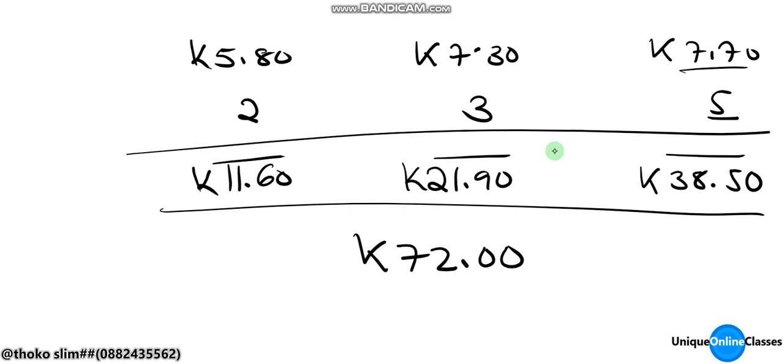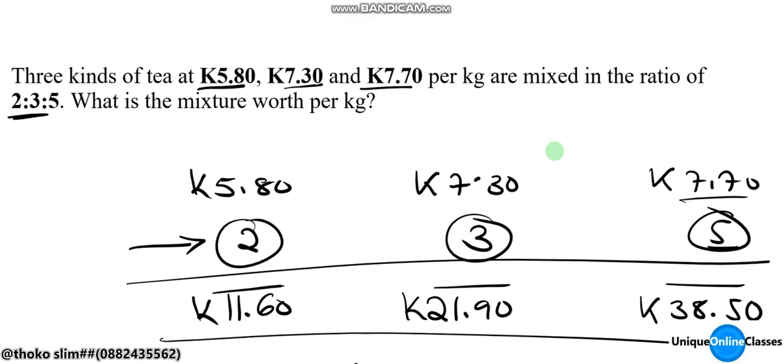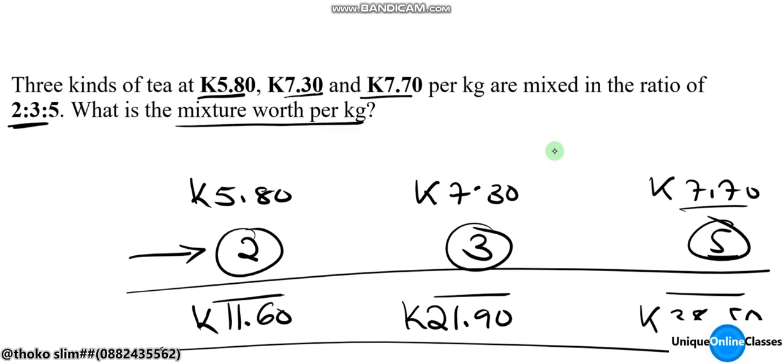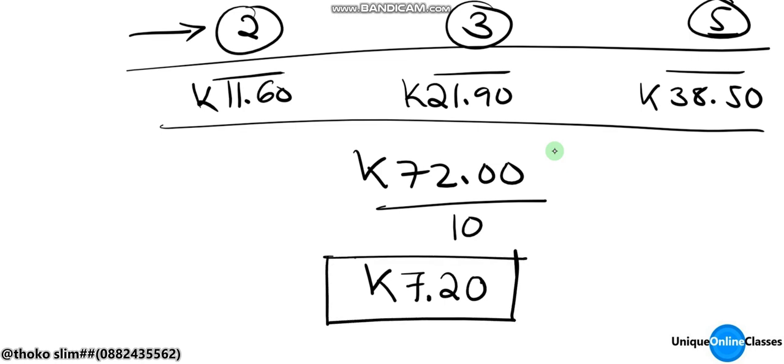So according to the ratio, the sum of the ratios, 2 plus 3 plus 5, is 10. To find the cost of the mixture per kg, we divide by our ratio sum, which is 10. So 72 divided by 10 is 7.2 kwacha. So that's the cost of the mixture per kg.